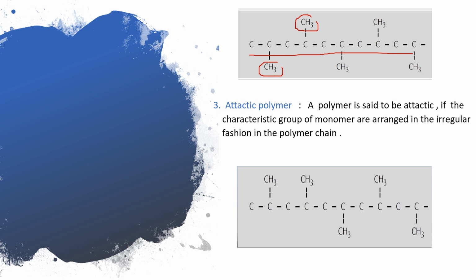Moving on to the third type, atactic polymer. A polymer is said to be atactic if the characteristic groups of monomer are arranged in an irregular fashion in the polymer chain. Atactic polymer is a type of both isotactic and syndiotactic polymer. Because in isotactic polymer you can see the characteristic groups of monomers are arranged on the same side, whereas in syndiotactic you can see they are arranged in the alternate manner.